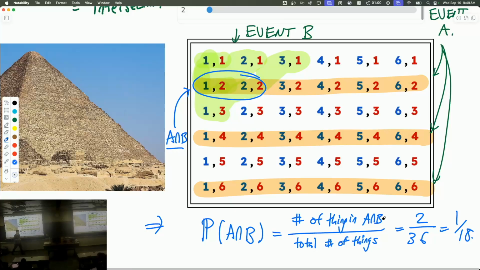Okay. I would add one more point. Yes, please. The formula of the equation at the bottom: the number of things in A intersect B and the total number of things, assuming, in this case, equally probable. We are going to talk about this. This is what the picture of the pyramid is about. We'll get to it.